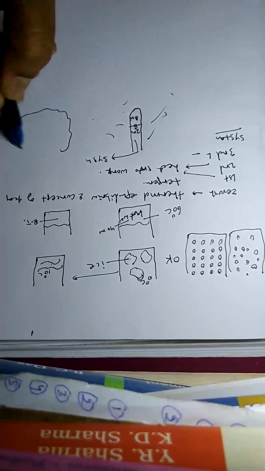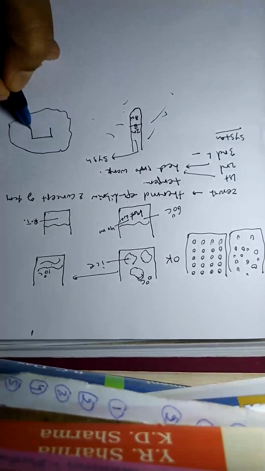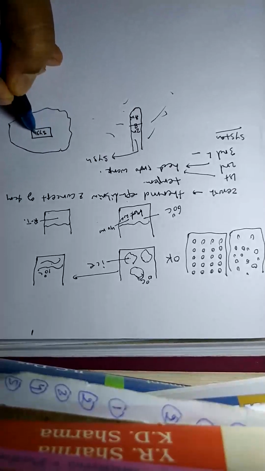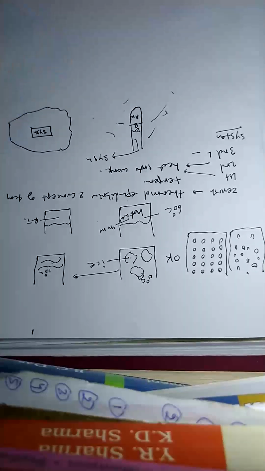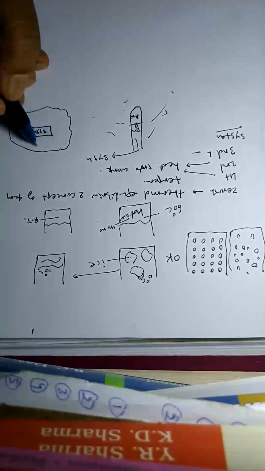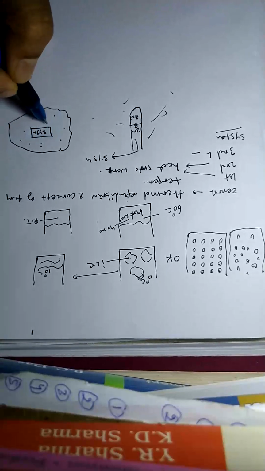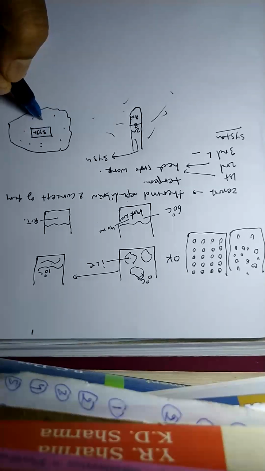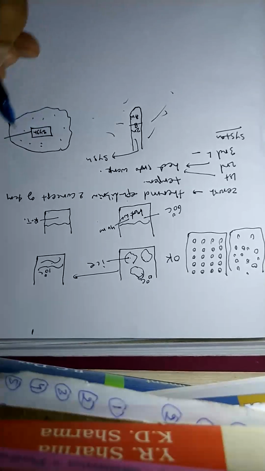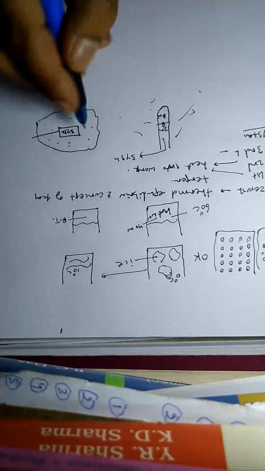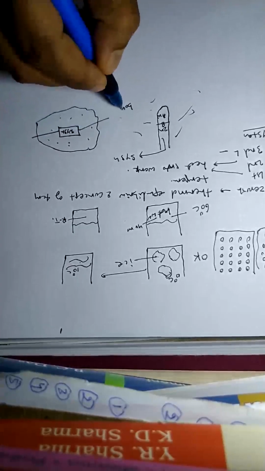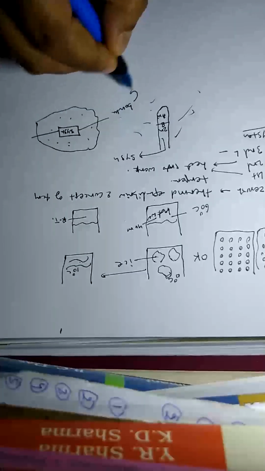So system is the specified part of the universe. Suppose this is my universe, then this is my system. Wherever we do some experiment and get some results, and whatever is present outside the system, these are all called the surrounding. And the separation between the system and surrounding is called the boundary. Boundary may be of three types.